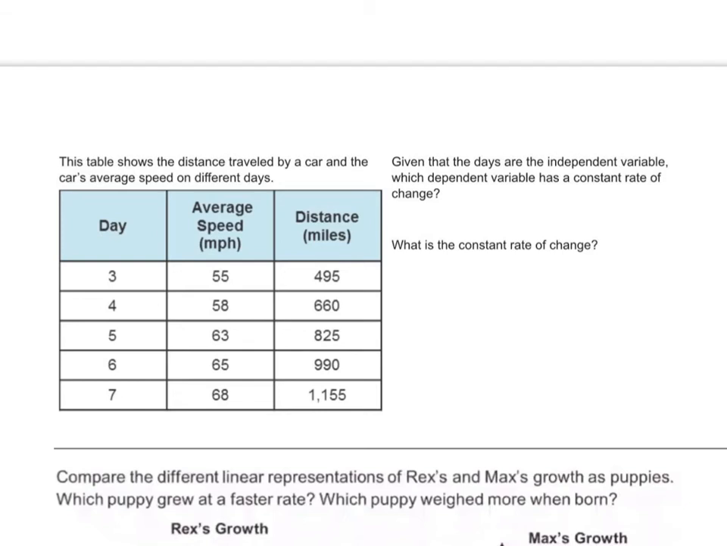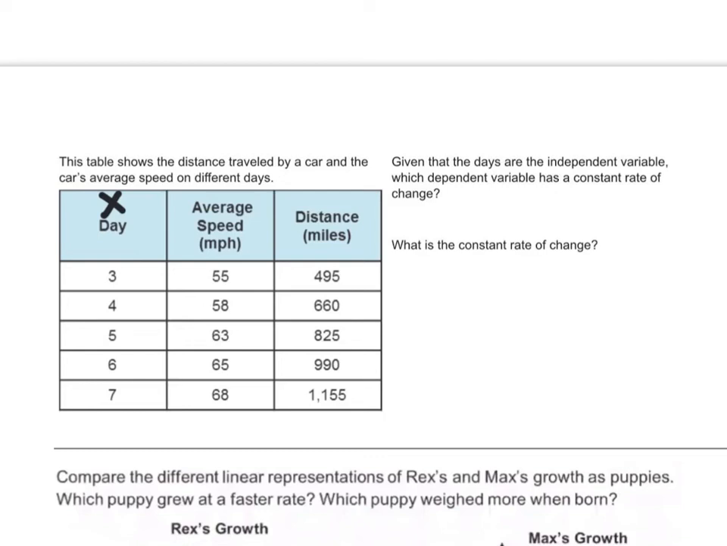All right, let's take a look at the last couple problems. On this one, it gives us a table that shows the distance traveled by a car and the car's average speed on different days, okay? So you've got these different days here. You have the average speed that's calculated, and then the distance that they've traveled in miles, and this is total distance, okay? It says, given that the days are the independent variable, so this is like your x value, and here these are two different y values, okay? Which dependent variable has a constant rate of change?